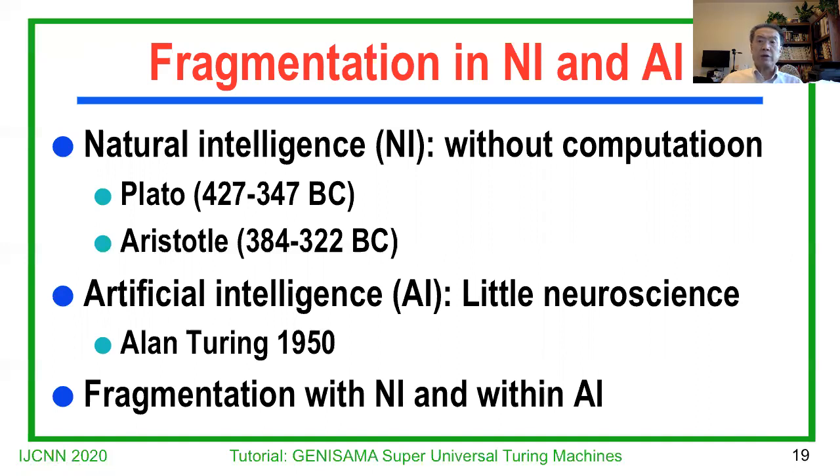But after 1950, we latecomers start to study AI, but many different approaches existed, one approach for each different kind of problem. So we have a severe problem of fragmentation within AI. And the same thing may happen in natural intelligence. But natural intelligence has a brain to work with.